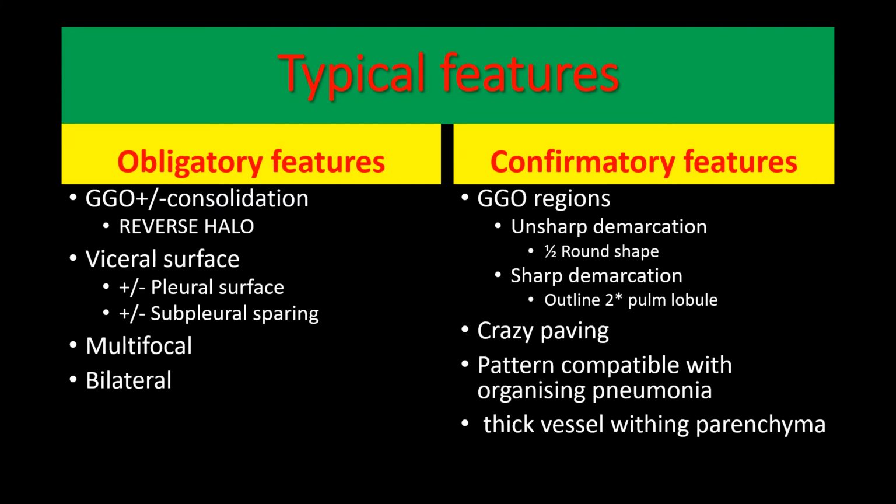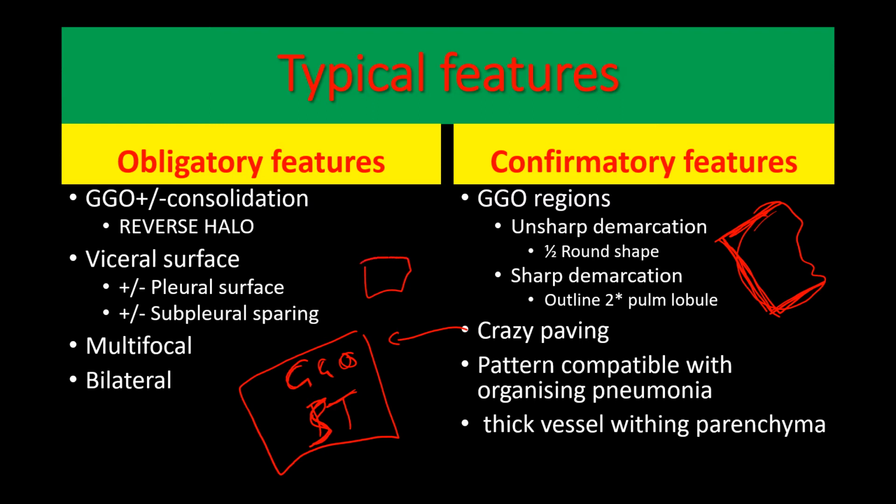Whenever we see a ground glass opacity, it might be sharply demarcated, or it might have partially unsharp margins. They say unsharp demarcation is slightly more typical of COVID-19. Also, there will sometimes be a crazy paving pattern that we see. Crazy paving is nothing but a ground glass opacity with septal thickening, not pleural thickening, sorry. It's the septal thickening that we see along with the ground glass opacity. If this crazy paving pattern is present, then it is a typical confirmatory feature.